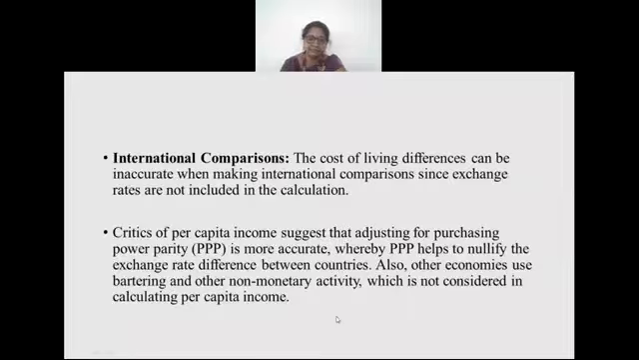Then, what does purchasing power parity mean? Purchasing power: I have 10,000 rupees in my hand, so I have the purchasing power of about 10,000 worth of product with just 10,000 rupees. Correct. So purchasing power means the amount I possess for purchasing products. That is called purchasing power.